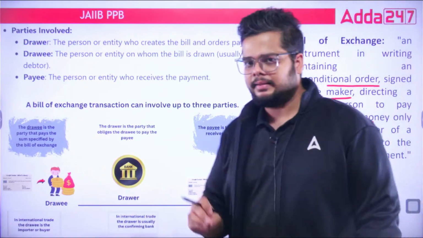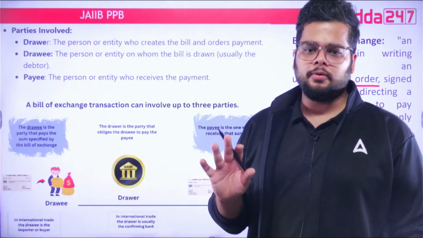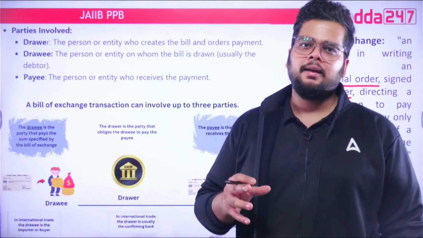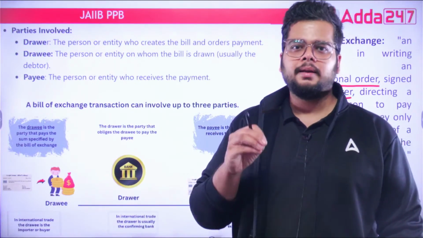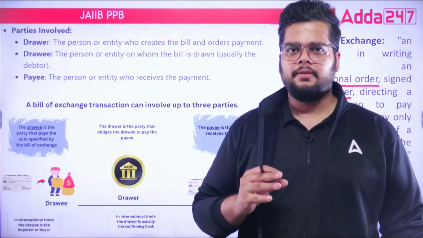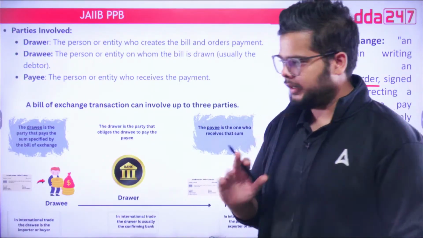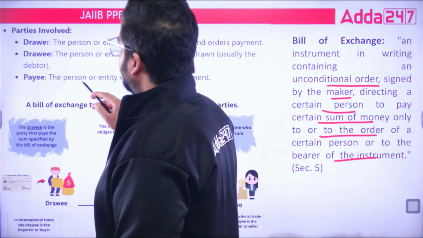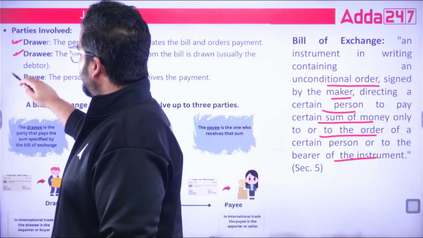Exactly the same language as the P note. But what is the difference here? In bills of exchange, specific parties will be involved, and the mechanism is different. Let's see. So there are parties: drawer, drawee and payee.